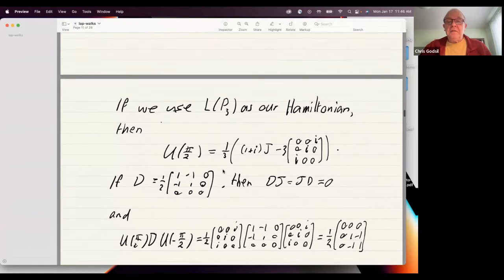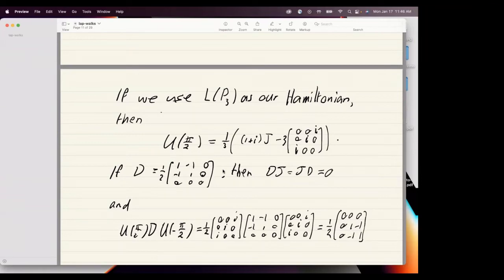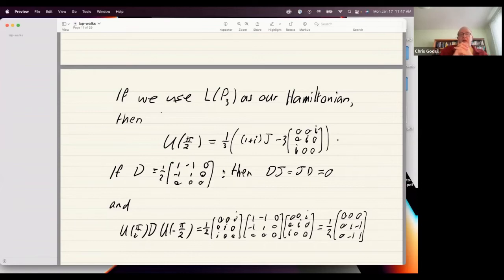Well, here's an example. If we take the path on 3 vertices as a Hamiltonian, then you can work out the spectral decomposition of P3. This takes a little bit of time. It's a good starting exercise. And so then you can work out an expression for U of t in terms of the Laplacian of the path on 3 vertices.